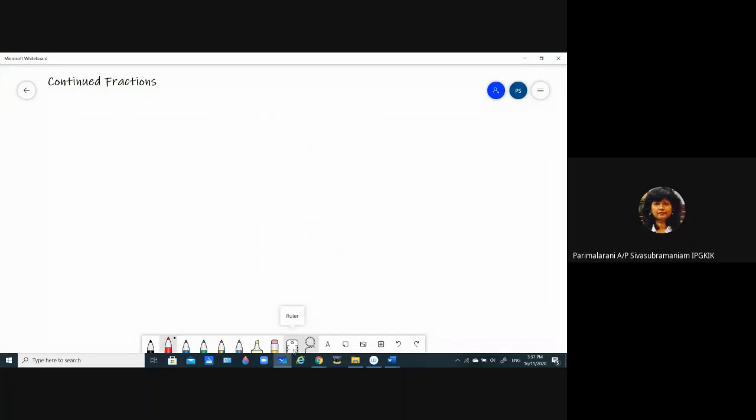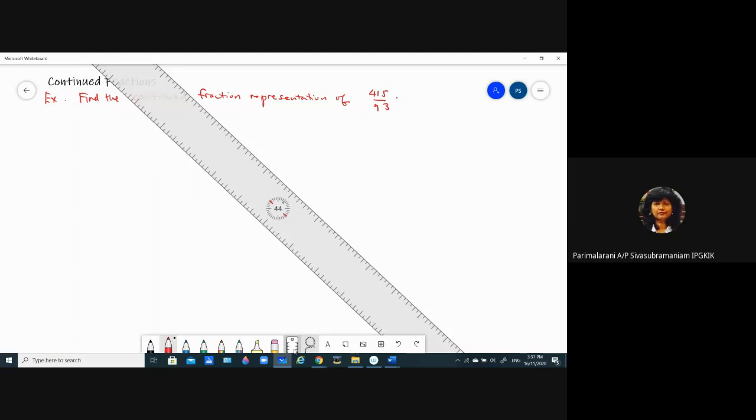Okay, I'm going to do the example first before we look at what is continued fraction, because this is a little bit complicated. So let's do one example first. Find the continued fractions representation of 415 over 93. What kind of a fraction is this? Improper. Improper fraction. Yes, improper fraction.